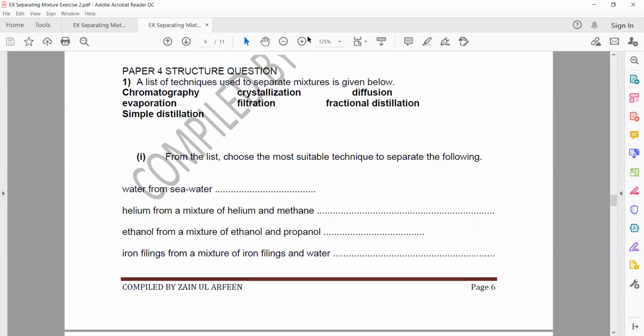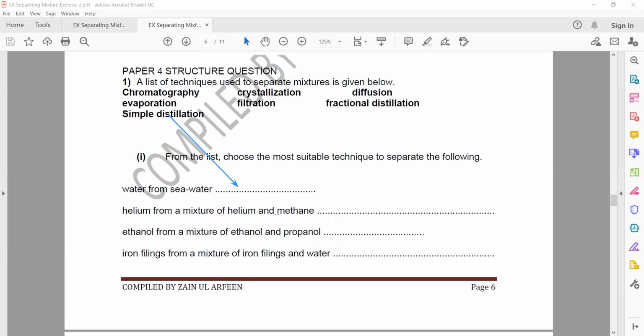If we need water from seawater, which technique is suitable? Filtration? If we need water from seawater, then simple distillation is the answer, because if we need liquid from the solution, then the most suitable technique is simple distillation. So simple distillation will be here.